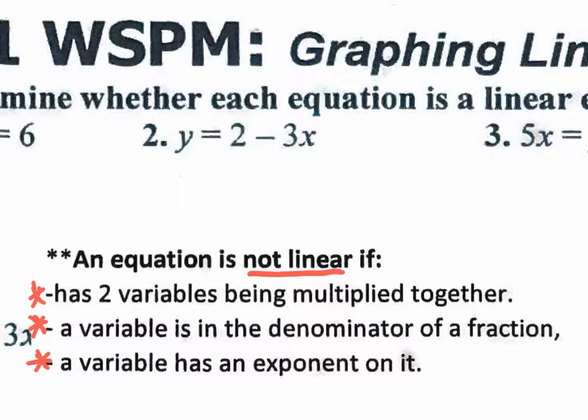The notes from a couple days ago say an equation is not linear if you have two variables multiplied together, like x times y, if you have a variable in the denominator of a fraction, or if you have a variable that has an exponent on it. But this one is linear, okay? So it says identify if it's linear. Yes, it's linear, but then after that, the instructions say rewrite it in standard form.